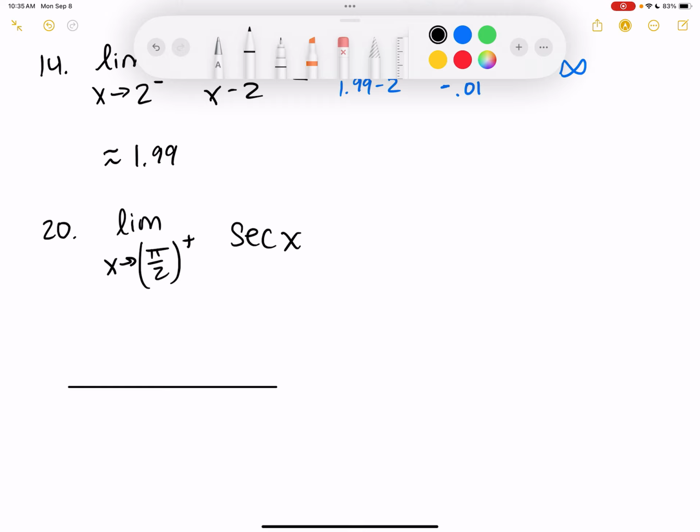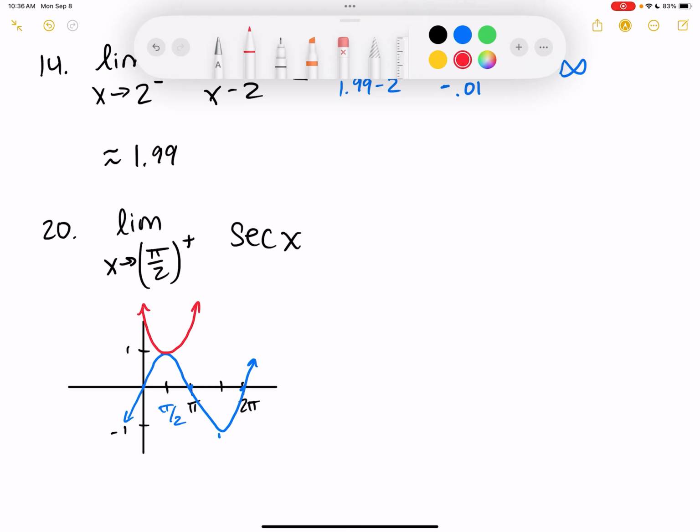Secant goes with cosine. We know the parent function goes out to 2 pi like this, and then it goes up between 1 and negative 1. So if we did cosine starts at 0, goes up, comes down, blah, blah, blah. Now, this is pi over 2 right here. Secant goes off of this. It almost looks like a parabola going up like this.